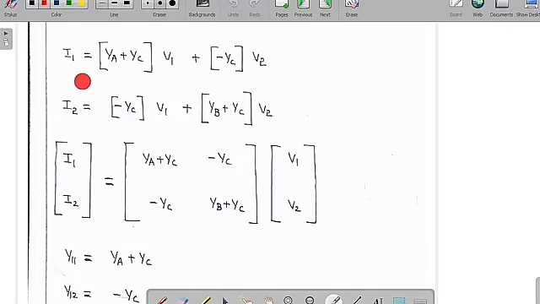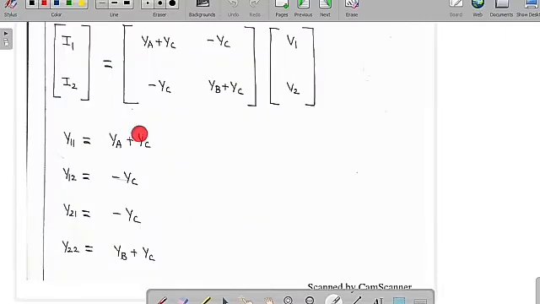Now I can write it in matrix fashion: I1, I2 equals the matrix Ya plus Yc, minus Yc, minus Yc, Yb plus Yc, times V1, V2. This is in the standard format of Y parameters, I1, I2, V1, V2, Y11, Y12, Y21 and Y22. By comparing, we can tell that Y11 is equal to Ya plus Yc, Y12 is equal to minus Yc, Y21 is equal to minus Yc, and Y22 is equal to Yb plus Yc. So if you know Ya, Yb, Yc, then you can easily get the value of all these parameters.